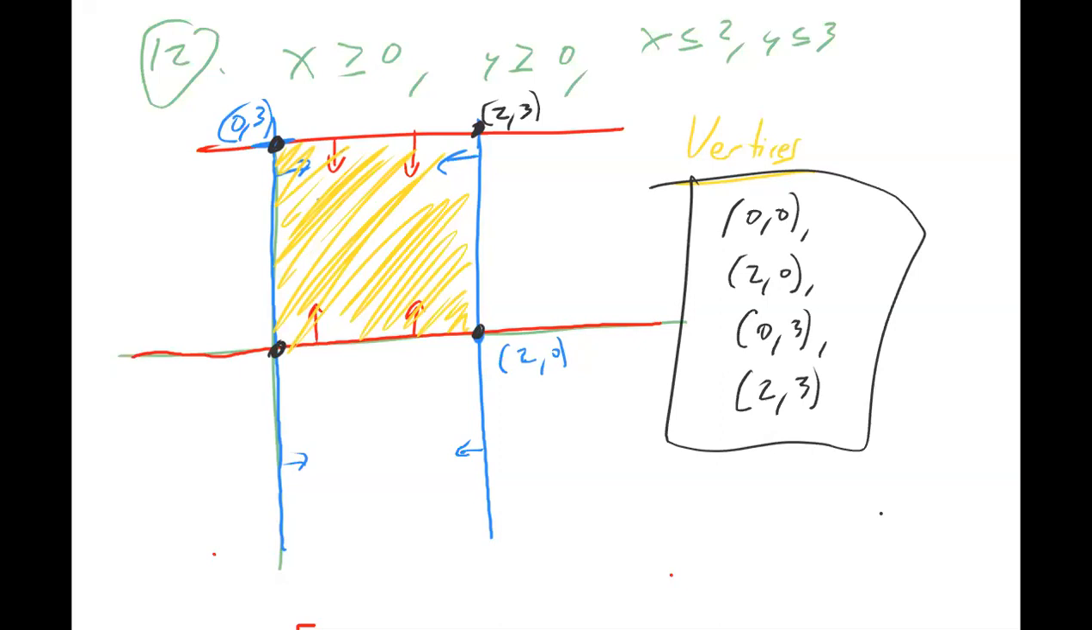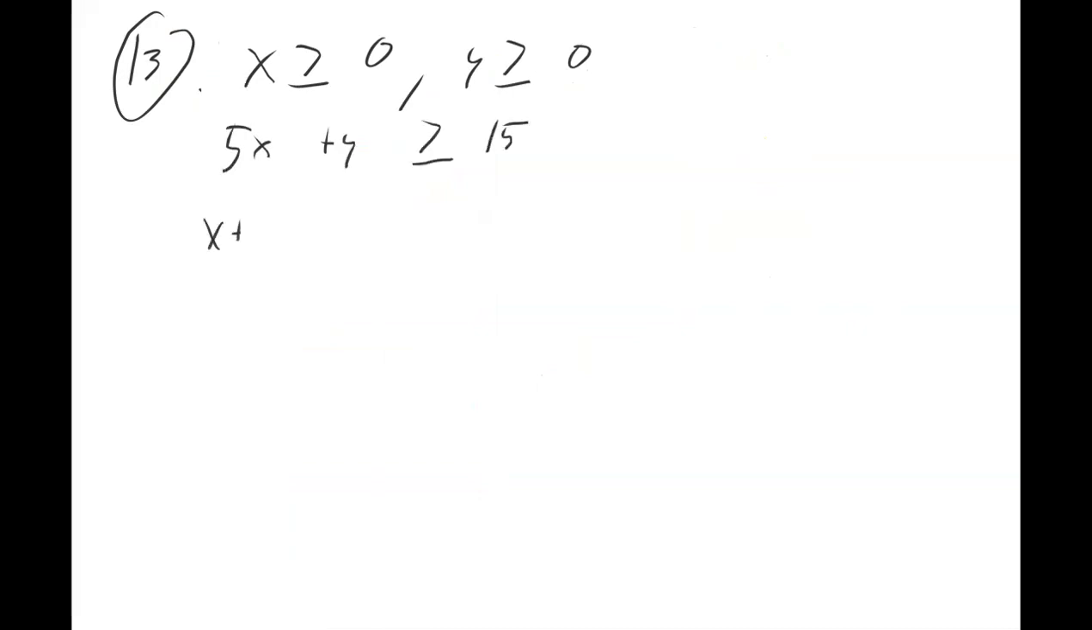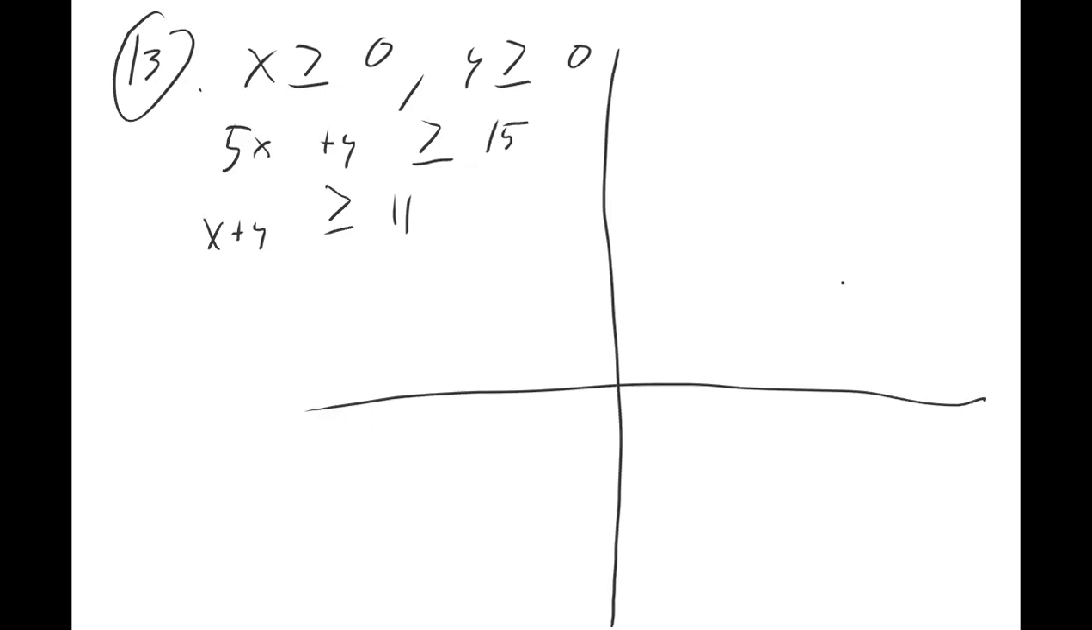Now let's try problem 13. Problem 13 says to graph x is greater than or equal to 0, y is greater than or equal to 0, and then 5x plus y greater than or equal to 15, and then x plus y greater than or equal to 11. So you're going to have a graph for this. The first graph, x is greater than or equal to 0, is just a vertical line through 0. The next one, y is greater than or equal to 0, is a horizontal line through 0.